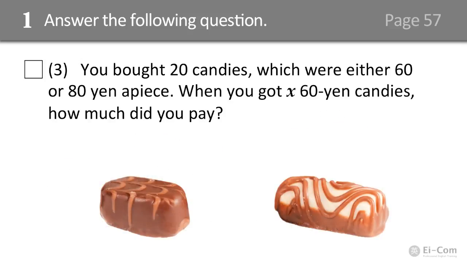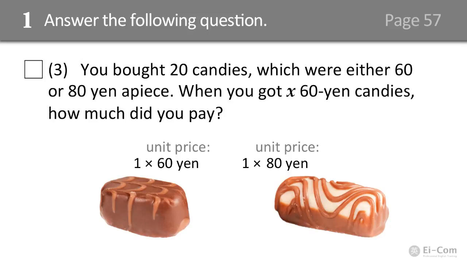Now, here are the candies. They look delicious, don't they? The one on the left has a unit price of 60 yen, and the one on the right has a unit price of 80 yen. If you bought just one of each, the total price would be 140 yen.